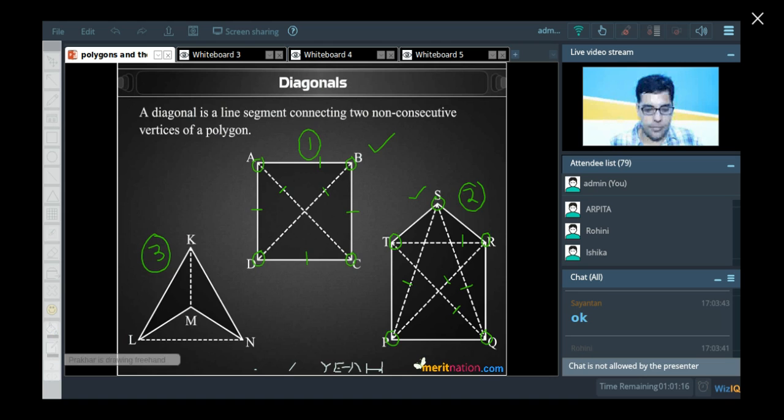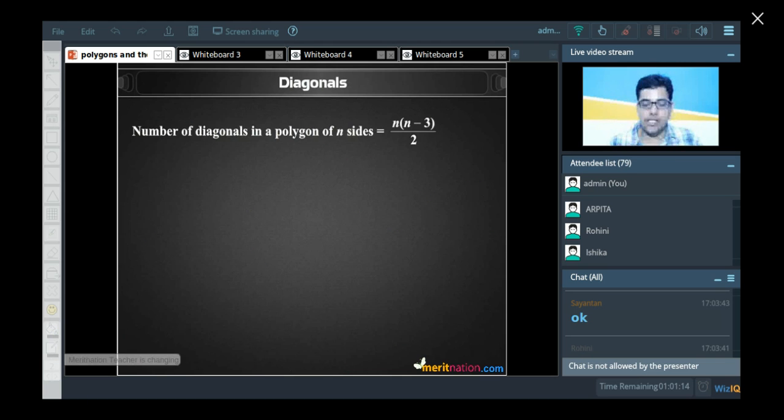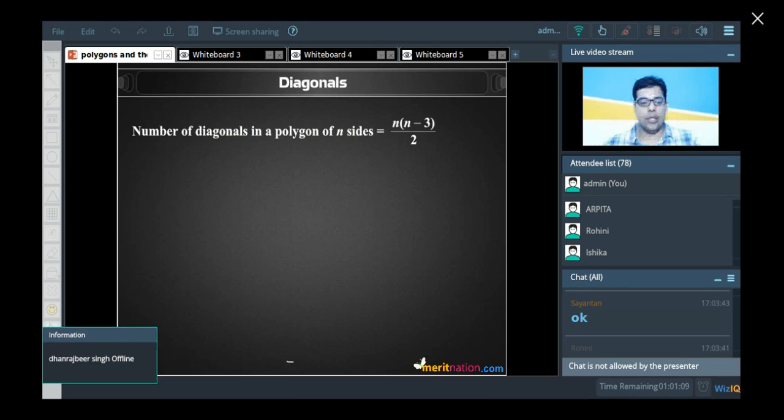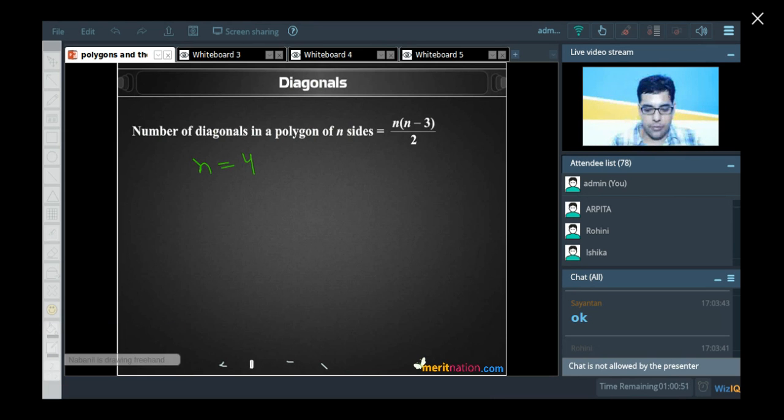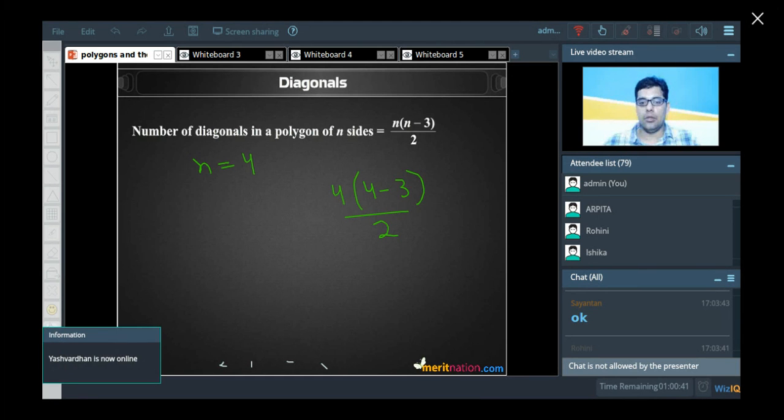So we see here the formula to find the number of diagonals in a polygon is n times (n minus 3) upon 2, where n is the number of sides. In a quadrilateral we have n equals 4. Putting this value in the formula, it will come as 4 multiplied by (4 minus 3) divided by 2.